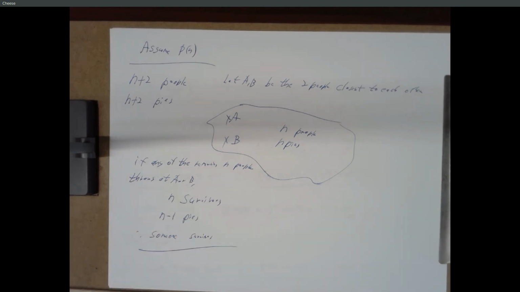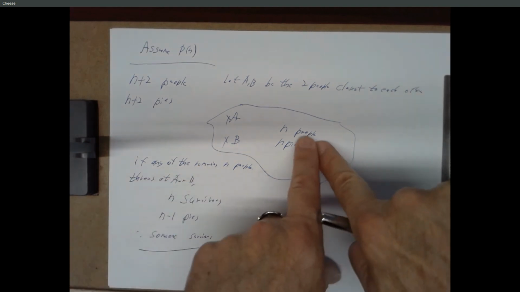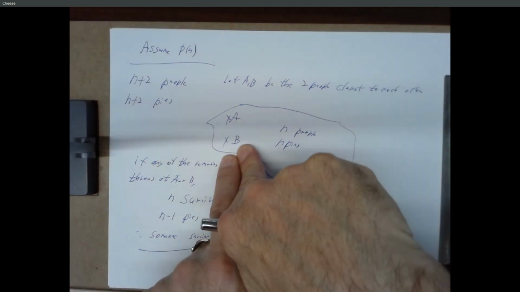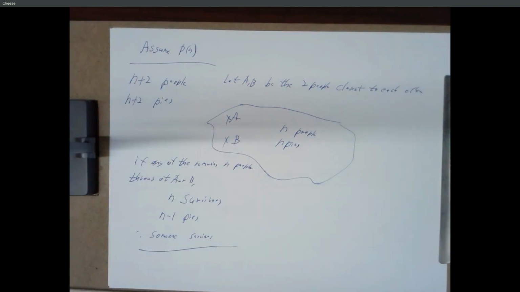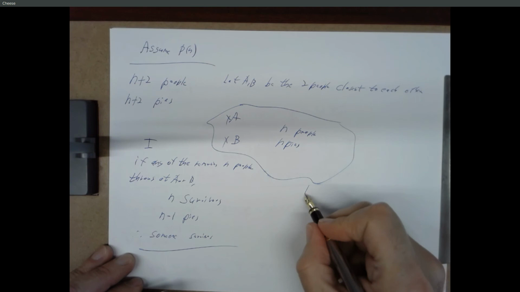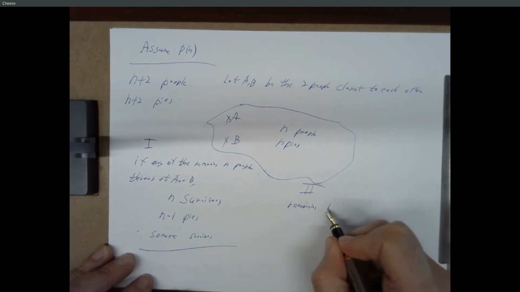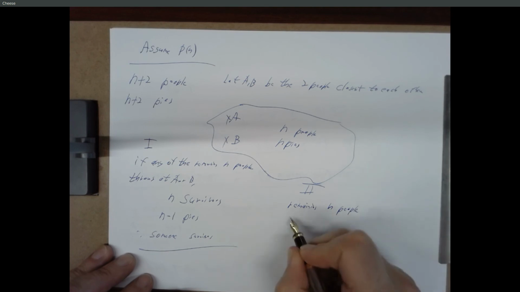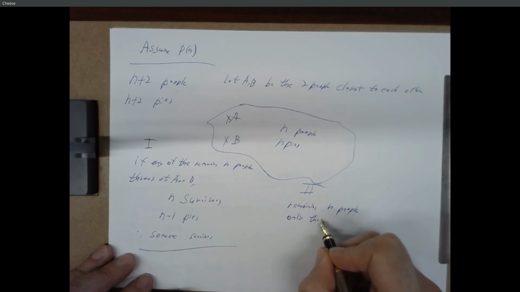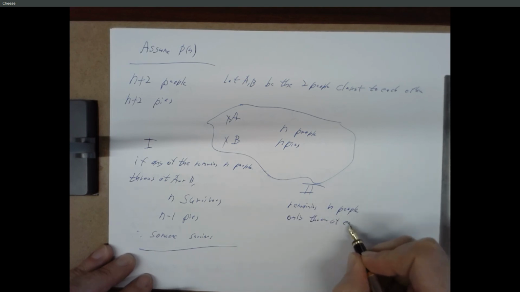The more interesting case, though, is nobody in this remaining group throws their pie at either A or B. All right, so this is case 1. Case 2, the remaining n people only throw at each other.